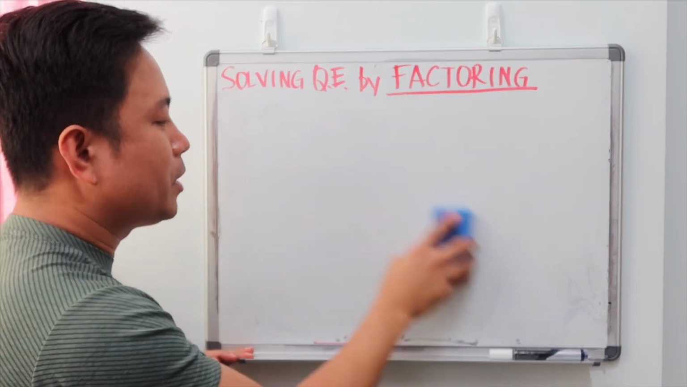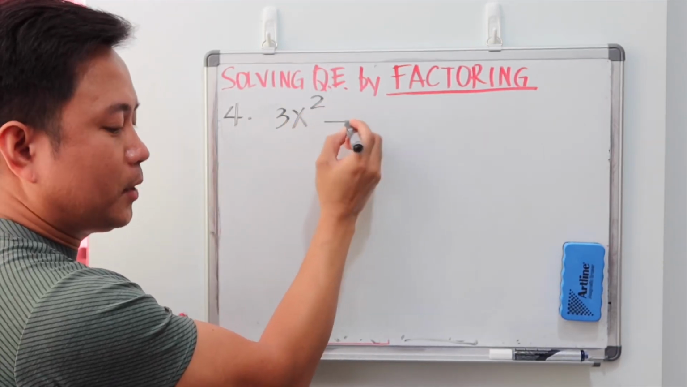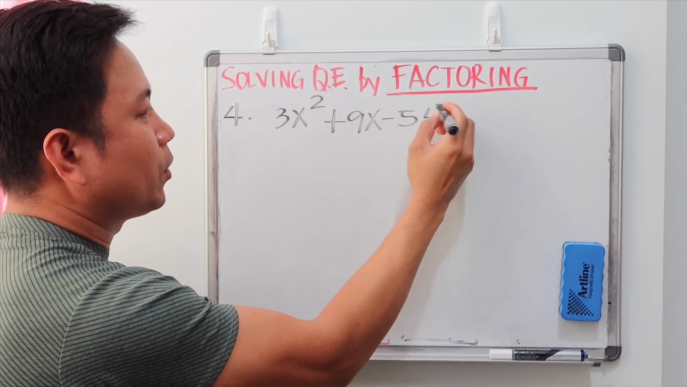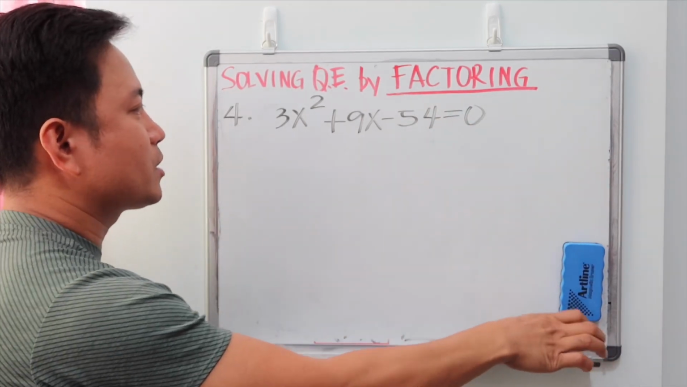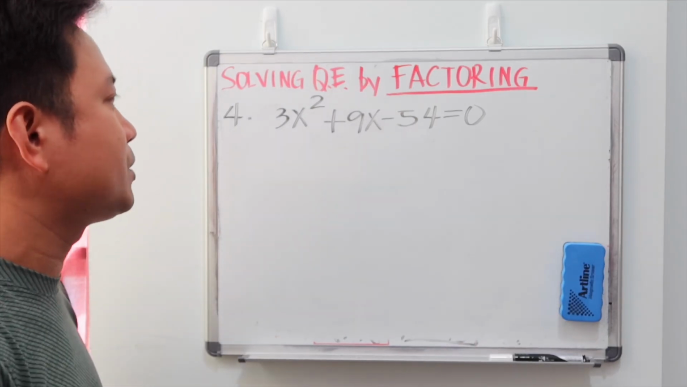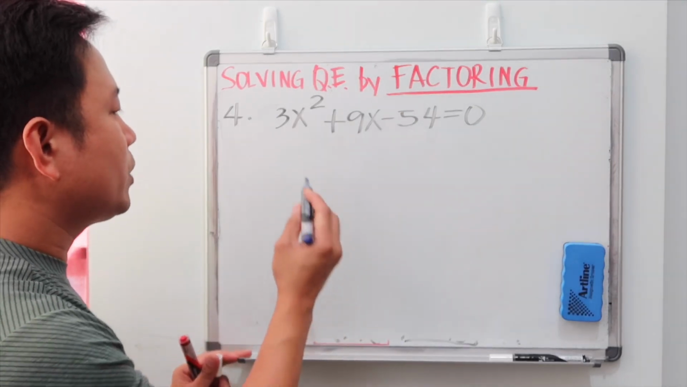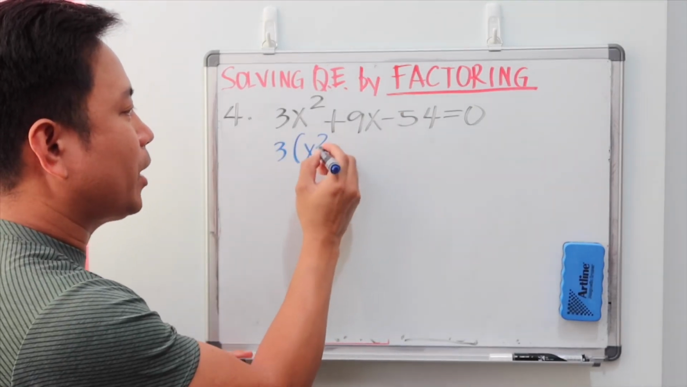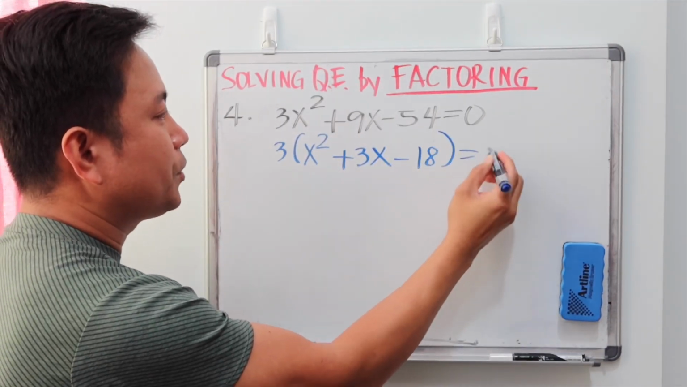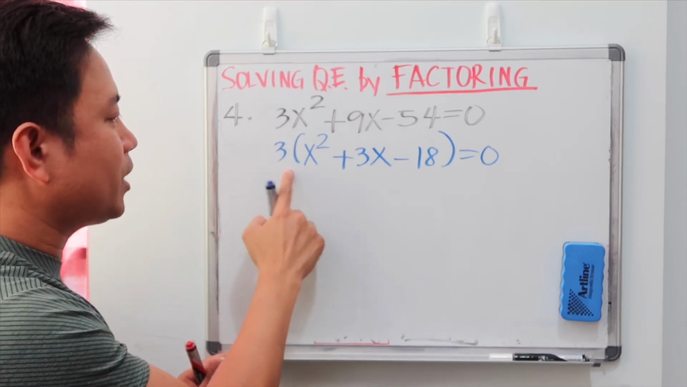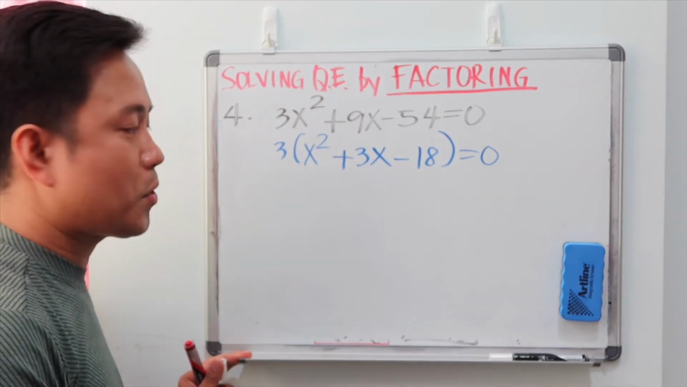Now let's have example number 4. We have 3x squared plus 9x minus 54 is equal to 0. So in this quadratic equation, 3x squared plus 9x minus 54 equals 0, there is a GCF, and the GCF is 3. So when we factor out 3, that becomes x squared plus 3x minus 18 is equal to 0. So when you do the distributive property, that's 3x squared, 9x minus 54, and then we have 0.